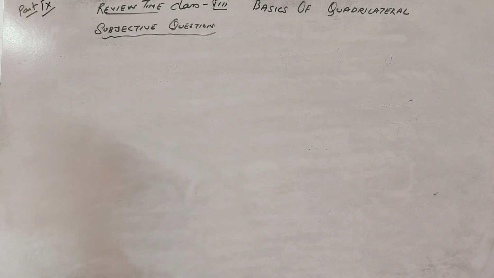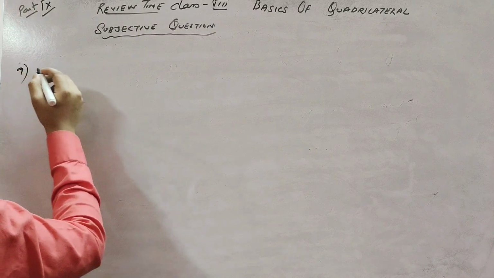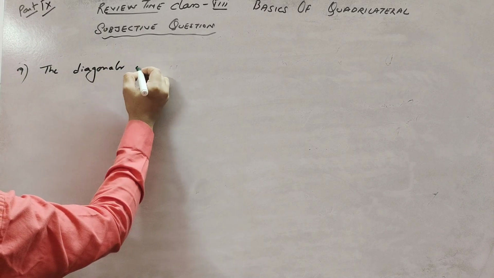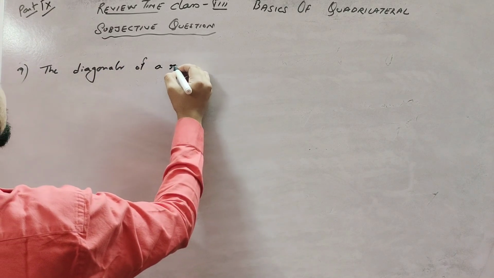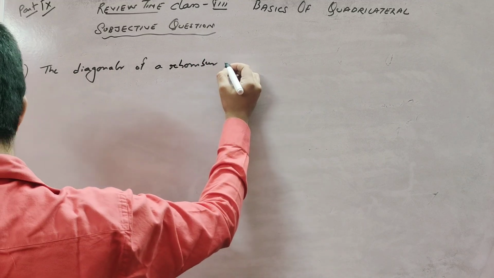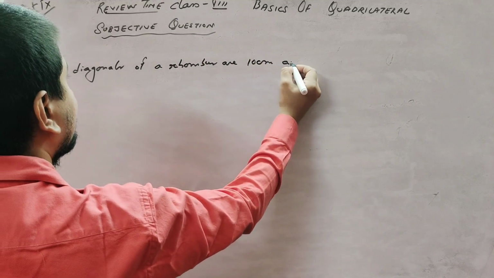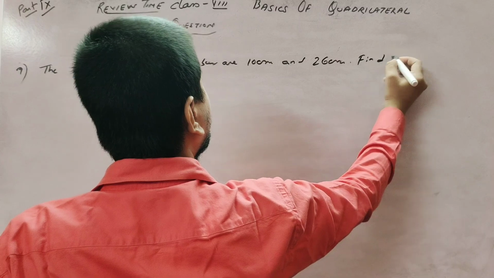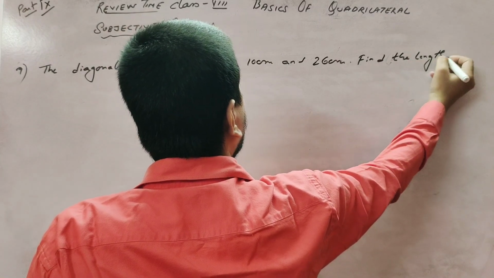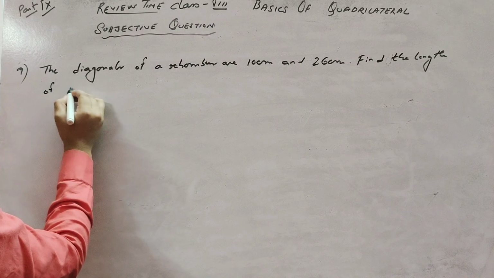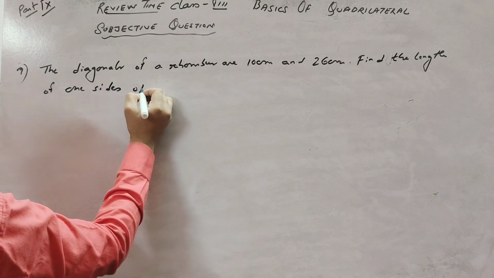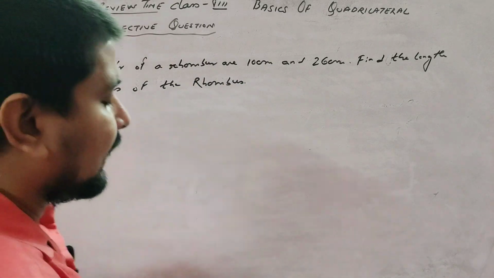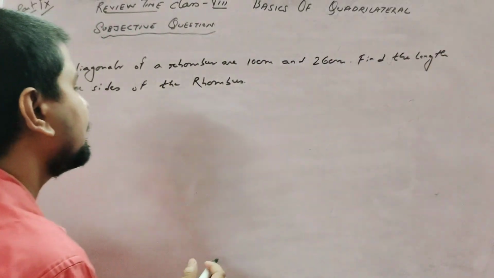Question number 9. The diagonals of a rhombus are 10 centimeter and 26 centimeter. Find the length of one side of the rhombus.